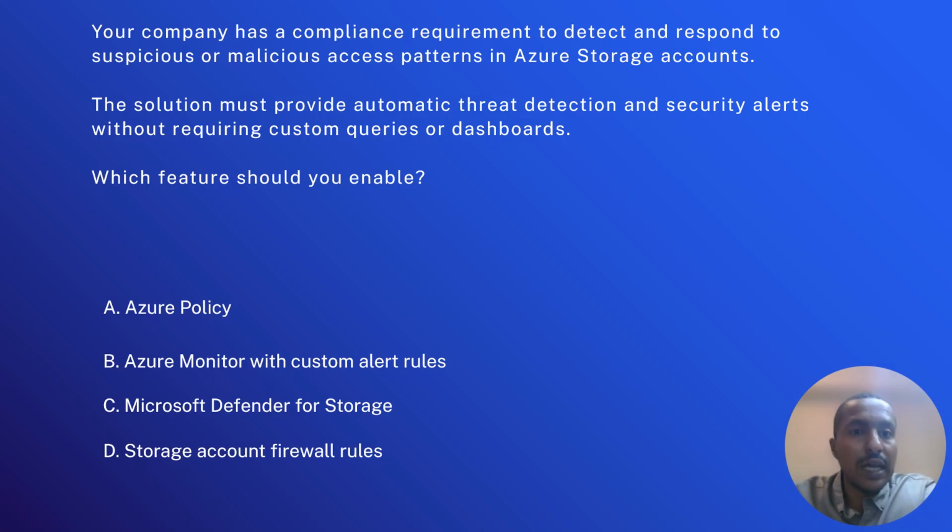So option A, Azure Policy, and again, policy is all about governance. It enforces configuration rules such as requiring encryption or blocking public network access, but it doesn't watch for suspicious activities or generate alerts on behavior. So this doesn't solve the problem.